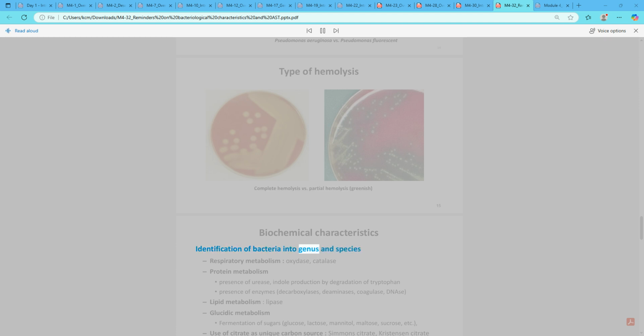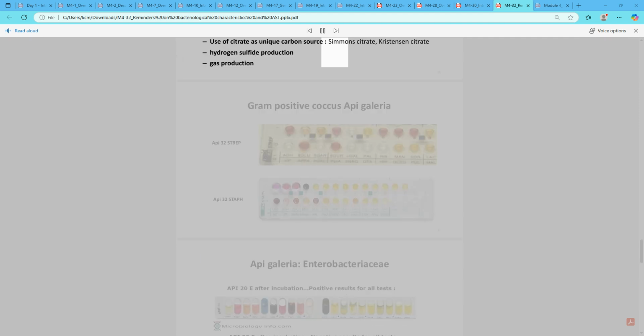Identification of bacteria into genus and species: respiratory metabolism, oxidase, catalase; protein metabolism, presence of urease, indole production by degradation of tryptophan; presence of enzymes such as decarboxylases, deaminases, coagulase, DNase; lipid metabolism, lipase; glucidic metabolism, fermentation of sugars: glucose, lactose, mannitol, maltose, sucrose, etc. Use of citrate as the unique carbon source, Simmons citrate, Christensen citrate; hydrogen sulfide production; gas production.